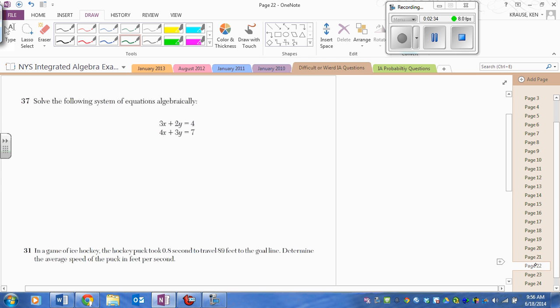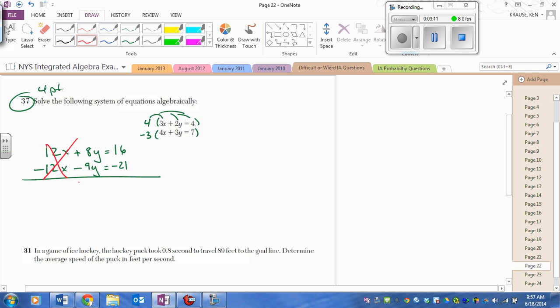Page 22. Solve the following systems algebraically. Notice it's 37. It's a 4-point question. It's going to be kind of difficult. Remember, we're going to do parentheses. And we're going to put the 4 up here and the negative 3 here. And we're going to distribute to everyone. So we're getting 12x plus 8y equals 16. And negative 12x minus 9y equals negative 21.